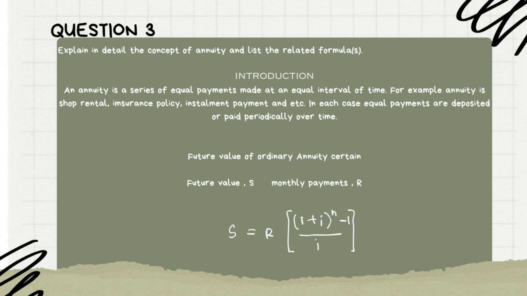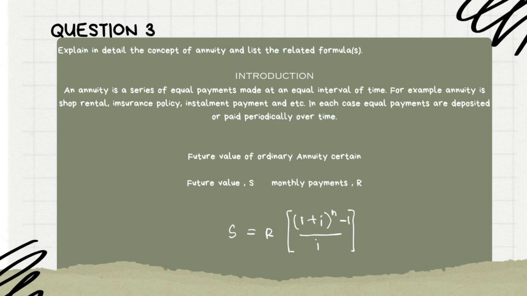Question 3. Explain in detail the concept of annuity and list the related formulas. Introduction. An annuity is a series of equal payments made at equal intervals of time. For example, annuities are shop rental, insurance policy, installment payment, etc. In each case, equal payments are deposited or paid periodically over time.